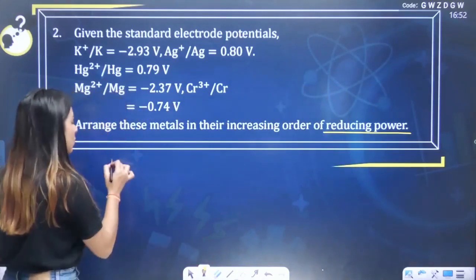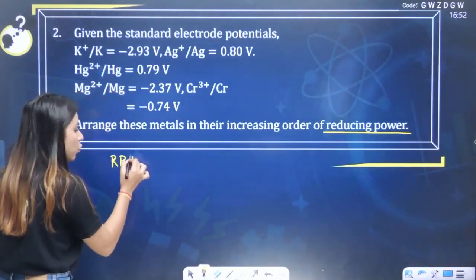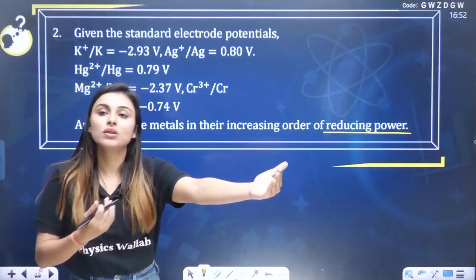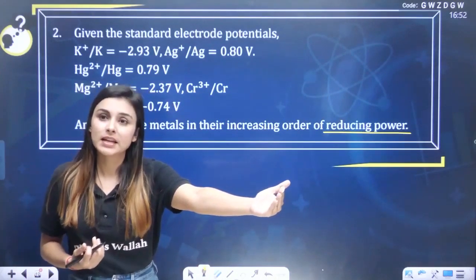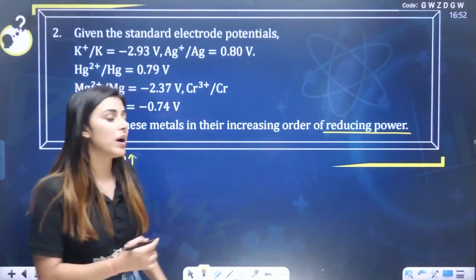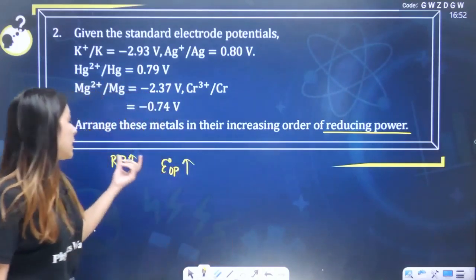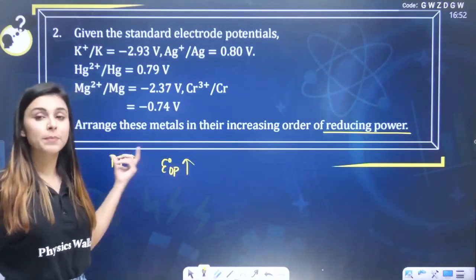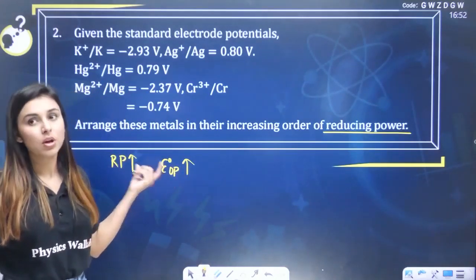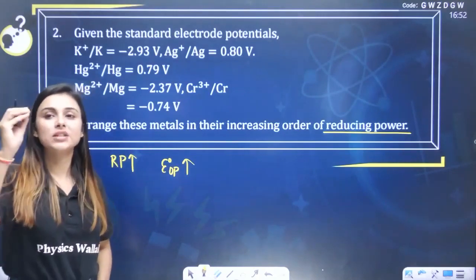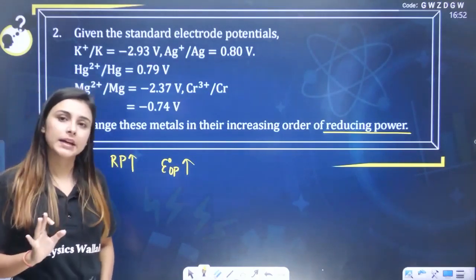I know that for more reducing power, what do you need? If you are reducing someone else, you yourself are getting oxidized, and if you are getting oxidized, you need to have more of the oxidation potential. So the more the oxidation potential, the better will be the reducing power. So we just need to see the maximum oxidation potential and then we'll give the correct order.